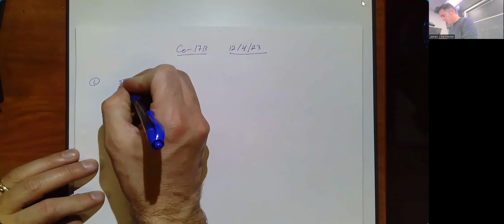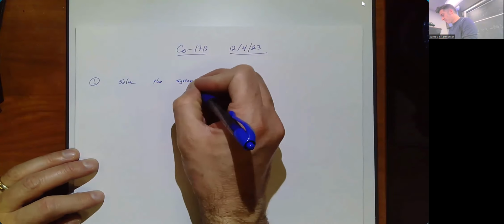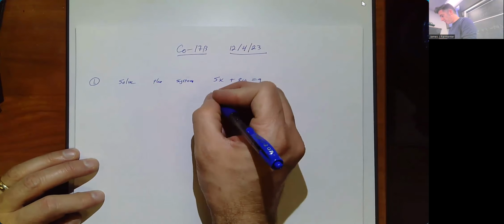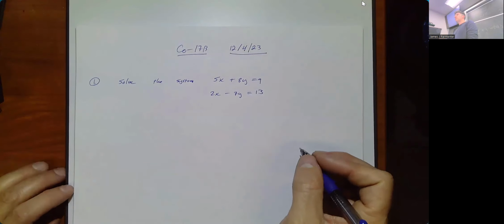We want to solve the system 5x plus 8y equals 9 and 2x minus 7y equals 13 using matrices.